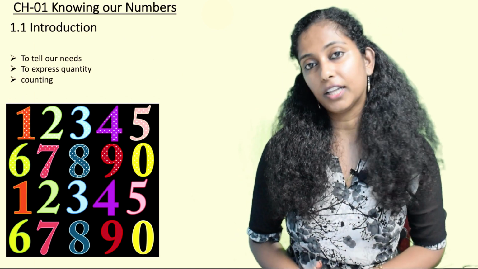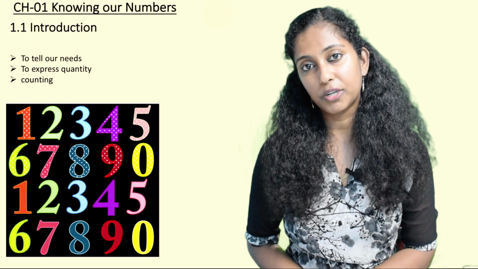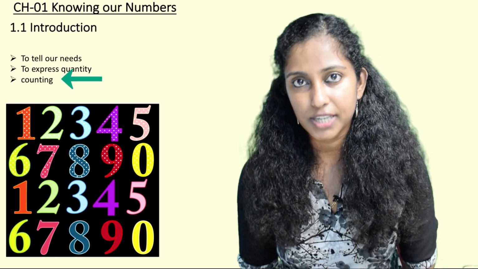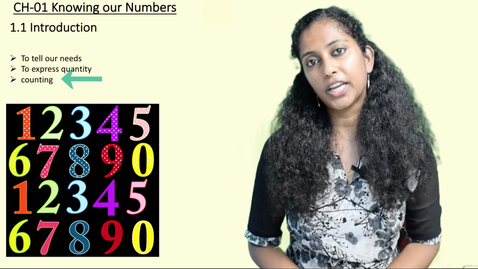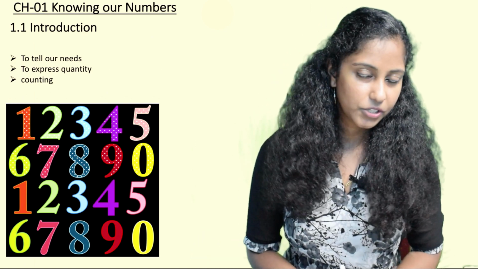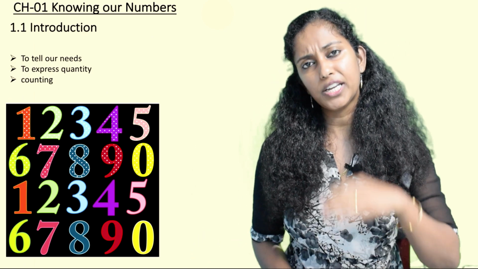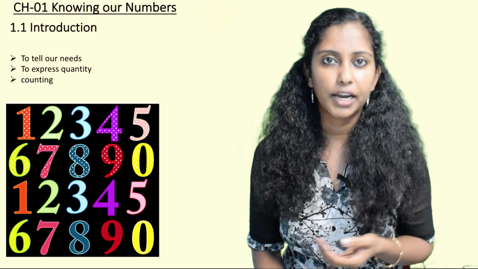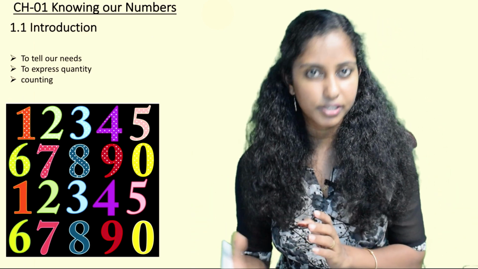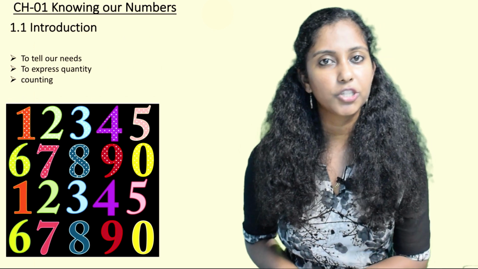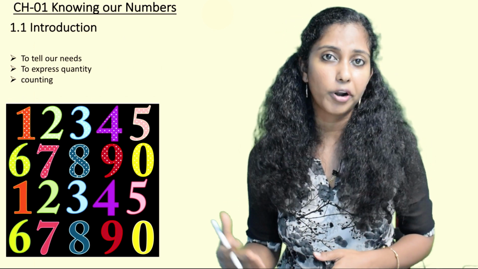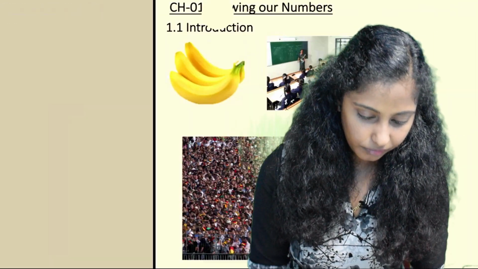And then the other way of using numbers is to count. For example, I ask you how many family members are there. So you'll be counting and telling 1, 2, 3, 4 and so on. So in this chapter, we are going to revise whatever we have learnt in our lower standard regarding numbers, plus we'll be adding some more towards it. As you can see in the picture, there are various numbers. So in this chapter, we are going to learn more about numbers.